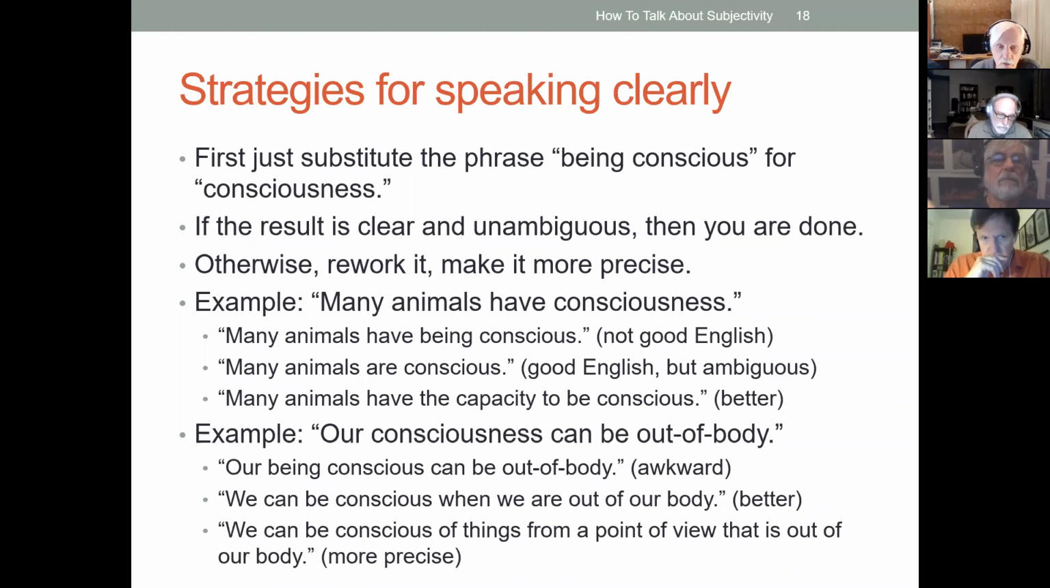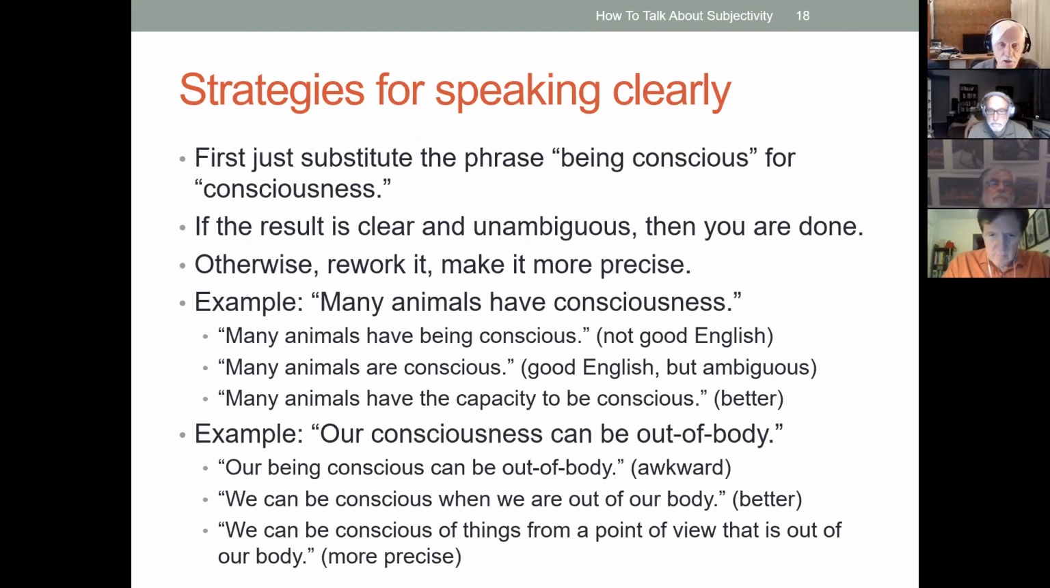So here's a couple of examples. Example: many animals have consciousness. Okay, what does that mean? Well, many animals have being conscious. That's not good English. But we could rework that a little bit and say many animals are conscious. That's good. But what does that mean? That a lot of them are awake at the moment, even though some are asleep? Or does it mean many animals have the capacity to be conscious, whether or not they're awake at the moment? Probably it's more the latter. So you rework it and you get, many animals have the capacity to be conscious. Much more precise, in my humble opinion.